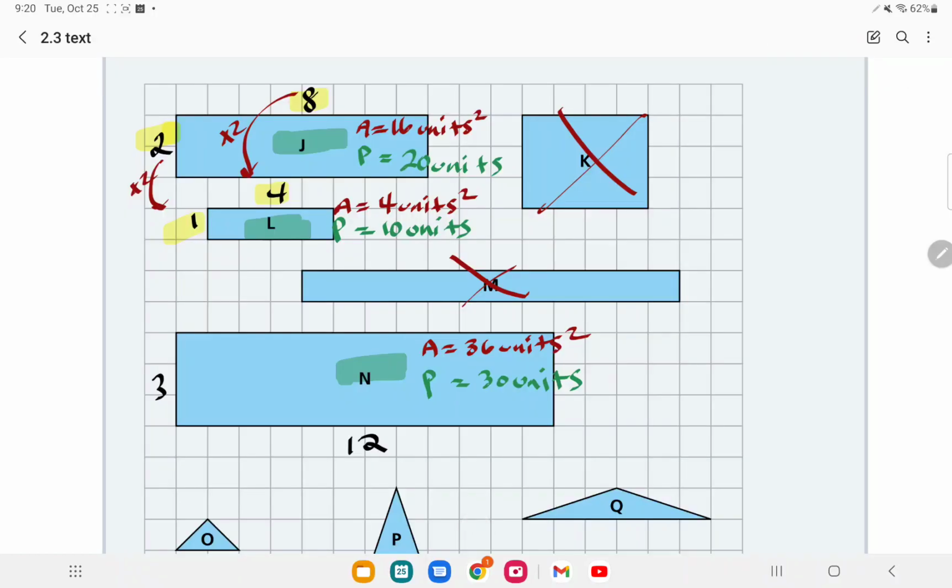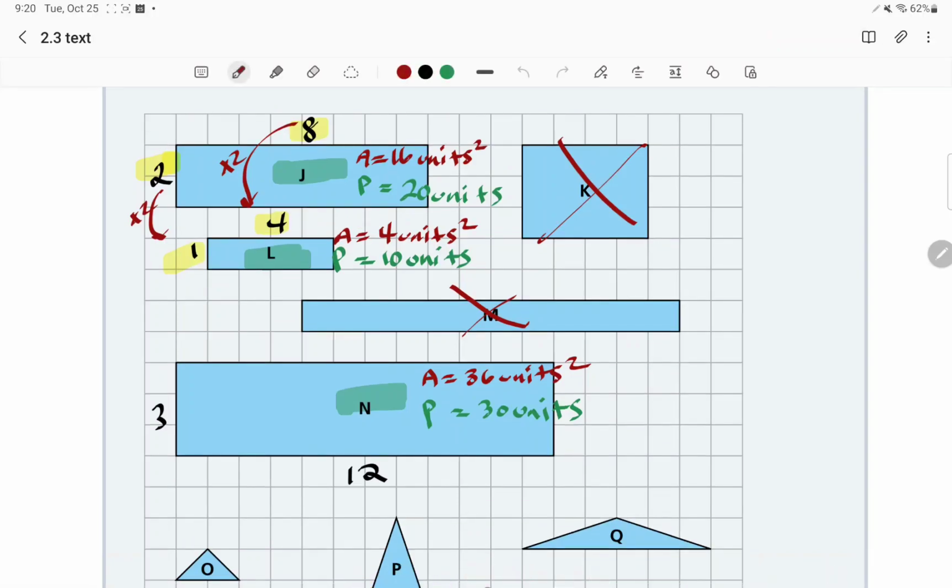Okay, so if we take a look at J to N, we are looking at the scale factor. So we're going from, for example, 4 to 12 and 1 to 3. That is, this is L to N that I'm looking at here. So L to N, the scale factor is 3. Okay, so that is our scale factor. We're going to put that on our chart.